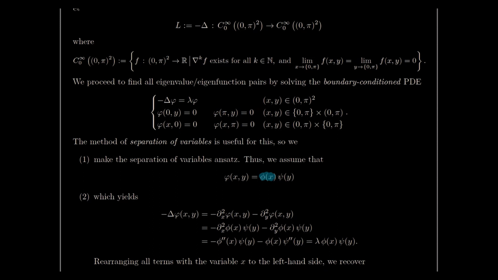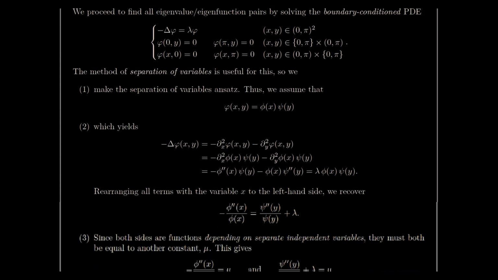Take one function of x and a function of y and multiply them together. Then when we compute our Laplacian on that, we're computing a partial x on the two of them and a partial y on the two of them. So the x is only seeing phis and the y is only seeing psis.